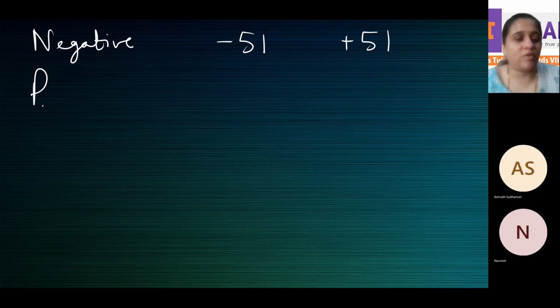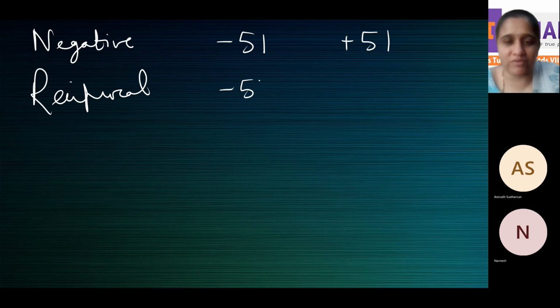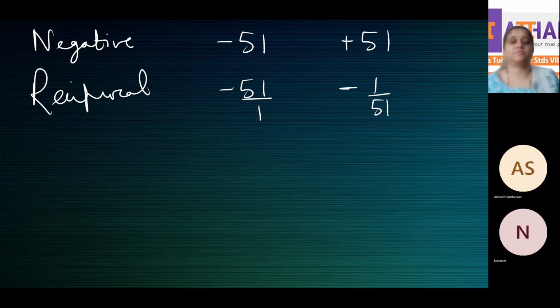That is negative. For reciprocal, for the same number minus 51, write the sign as it is, but change the number. 51 by 1 will become 1 by 51. That's all. So two things you can do: either change the sign or change the number. For negative, change the sign and write the number as it is. For reciprocal, write the sign as it is and change the number. 51 by 1 will become 1 by 51.